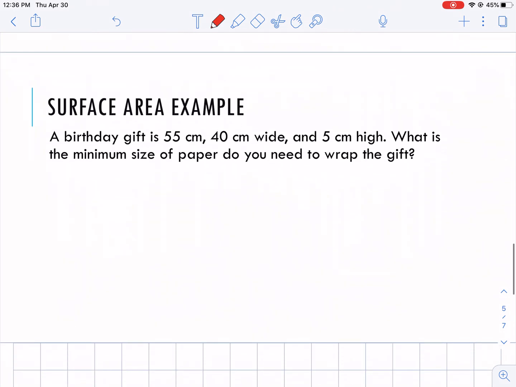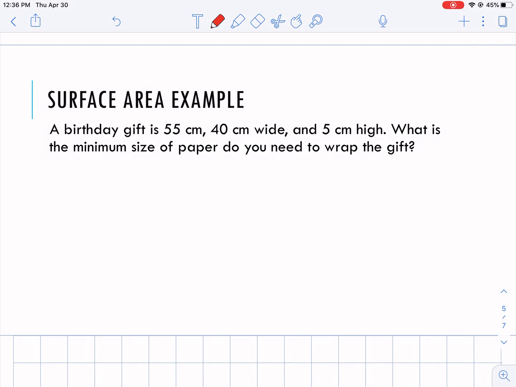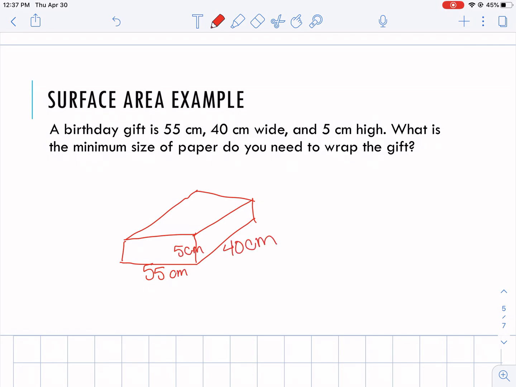So our last example tells me a birthday gift is in the shape of 55 centimeters, 40 centimeters, and 5 centimeters high. So that is going to be a rectangular prism, right? So I have 55 centimeters, 40 centimeters, and it's only 5 centimeters high, okay? Look at that. Not the best, but you get the idea. So 55 centimeters, 5 centimeters, and 40 centimeters. So again, what is the minimum size of paper you need to wrap a gift?